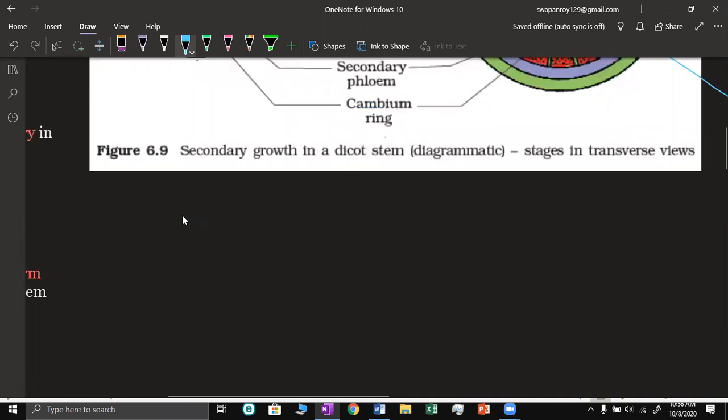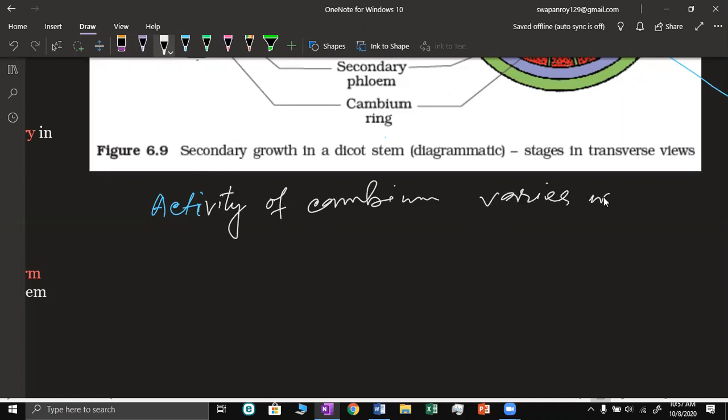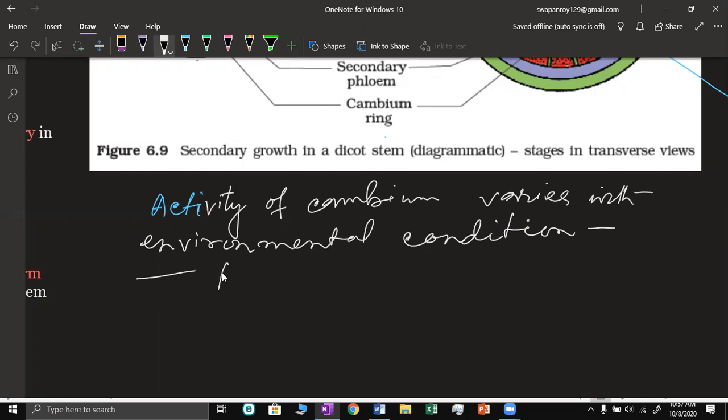And the activity of the cambium differs at different times. The activity of the cambium varies with environmental conditions, particularly the fluctuation of temperature.